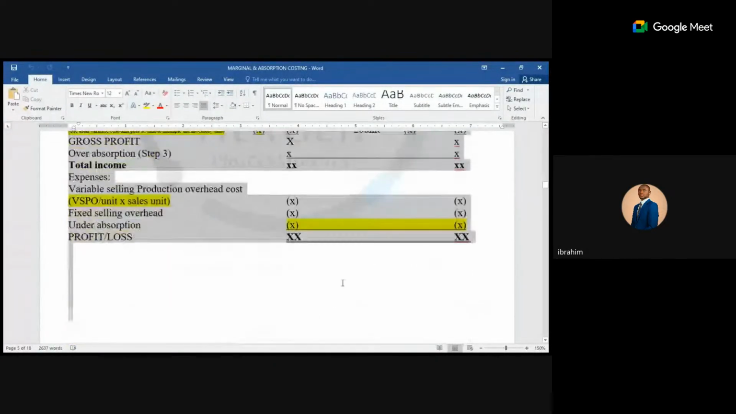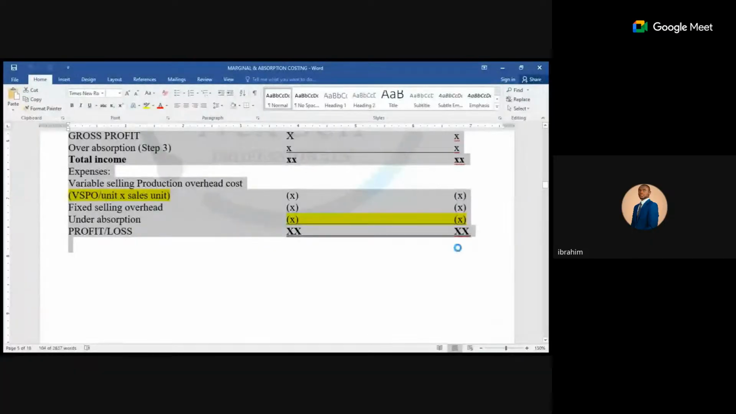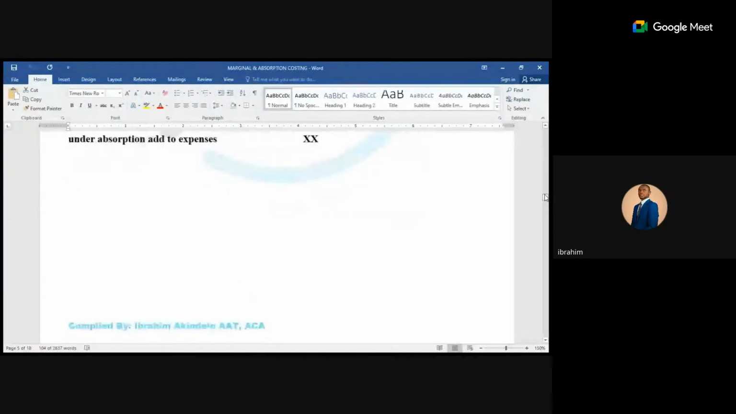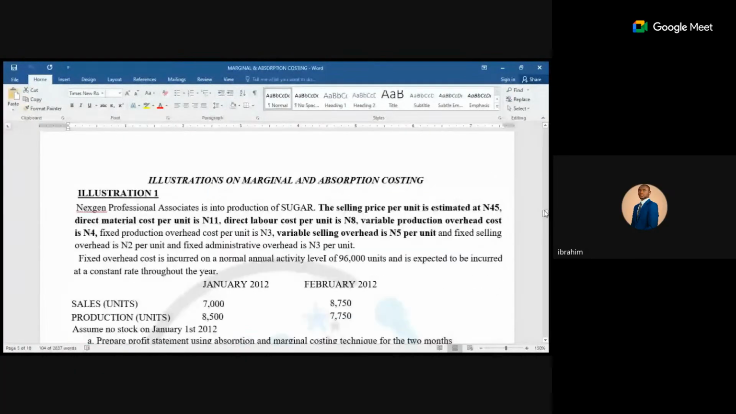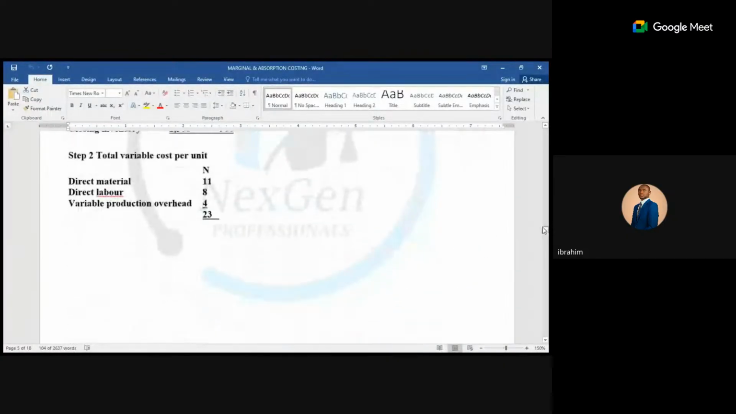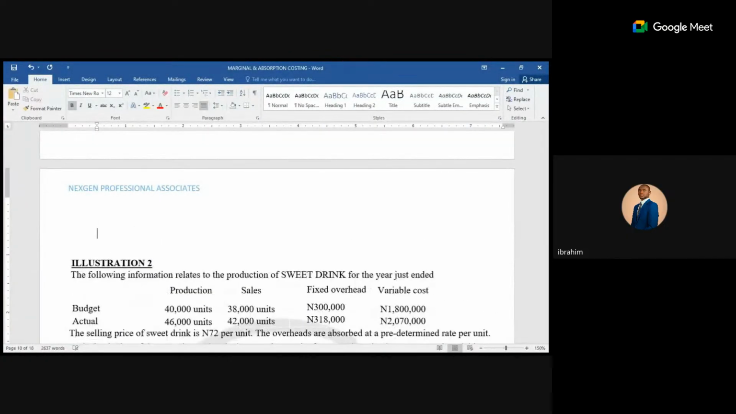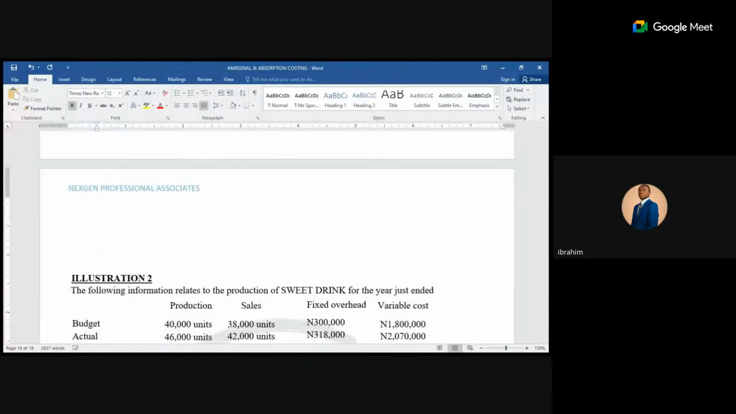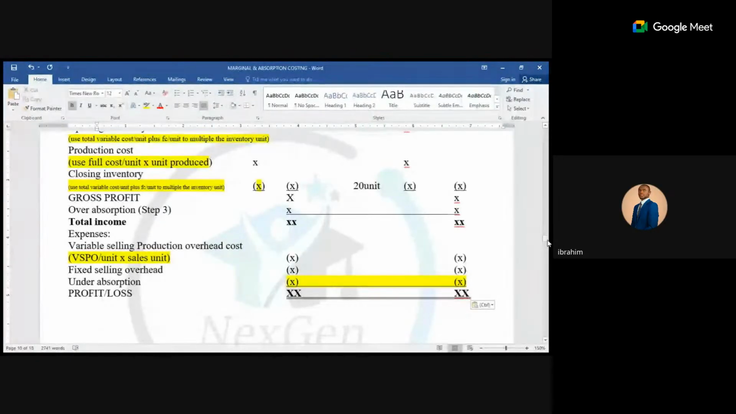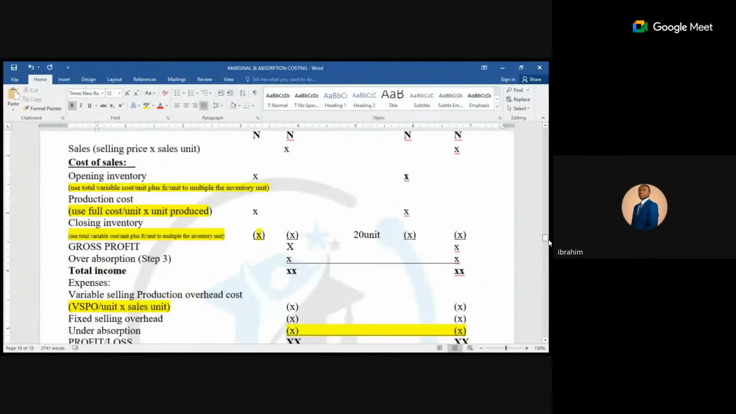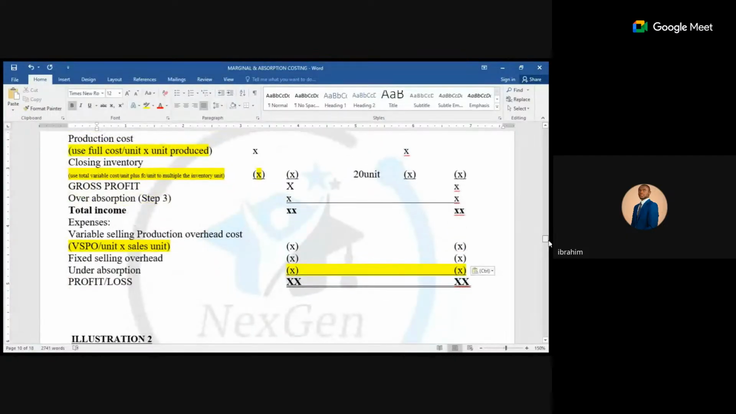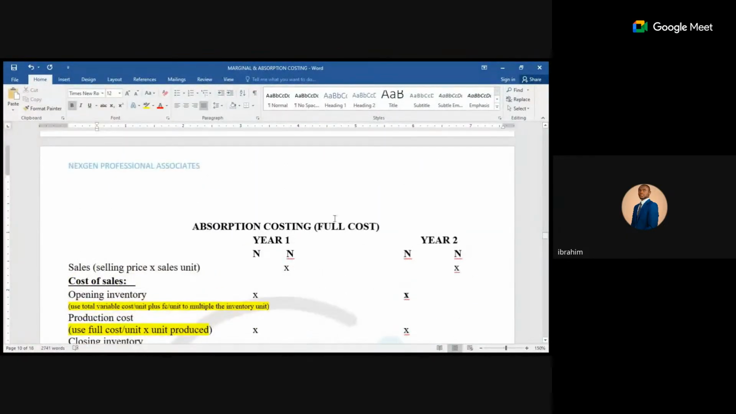Now, from our format, let's quickly bring in our format for absorption costing. Please, you should not forget the name of the company. It's very, very important for presentation. So this is marginal. Okay. So let's quickly do the absorption costing here.